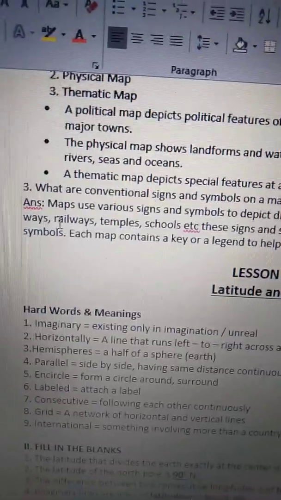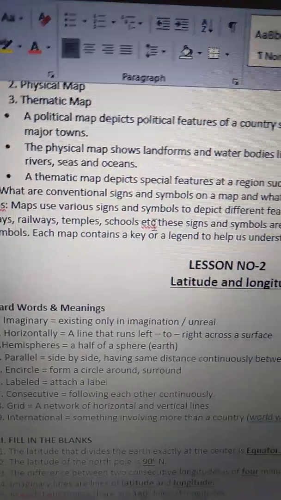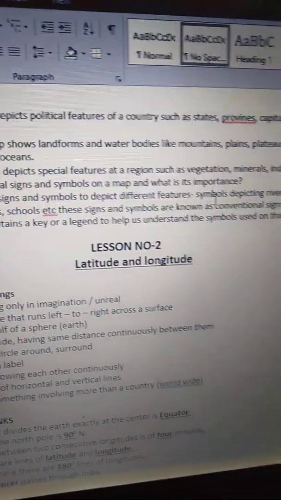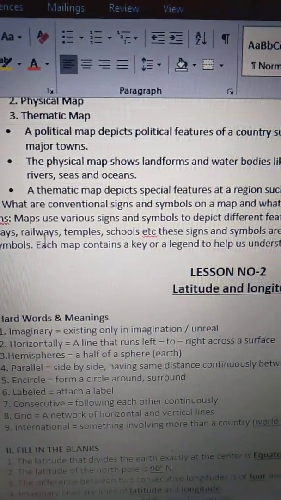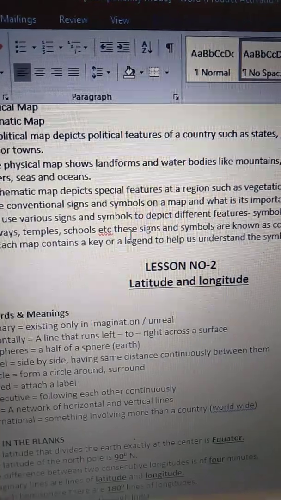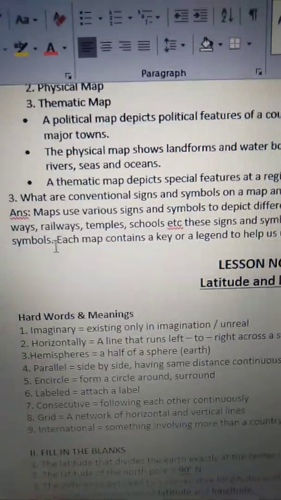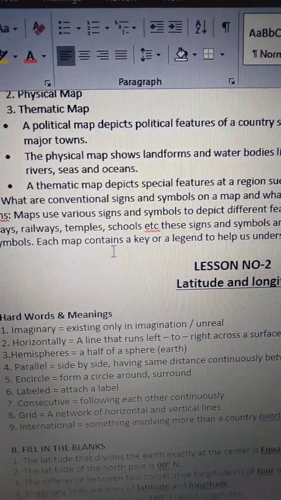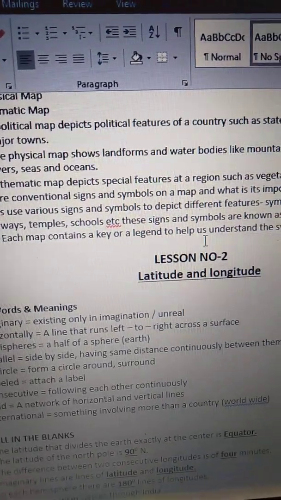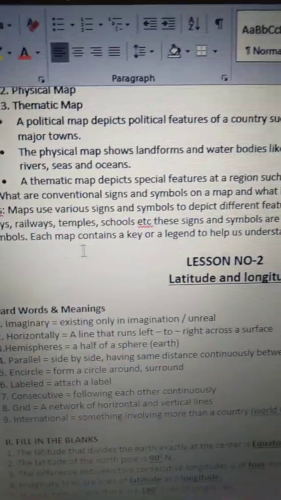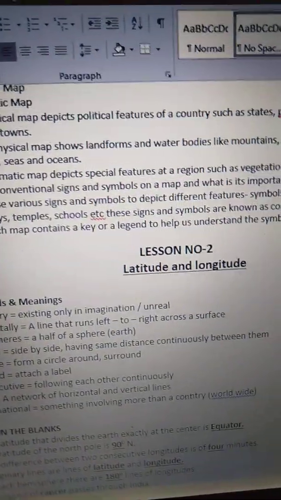Maps use various signs and symbols to depict, means to show, different features. Symbols depicting rivers, roadways, railways, temples, schools, etc. These signs and symbols are known as conventional signs and symbols. Each map contains a key or a legend to help us understand the symbols used on that map.